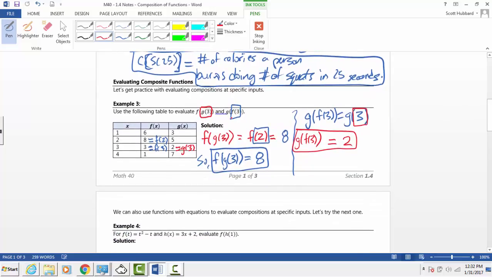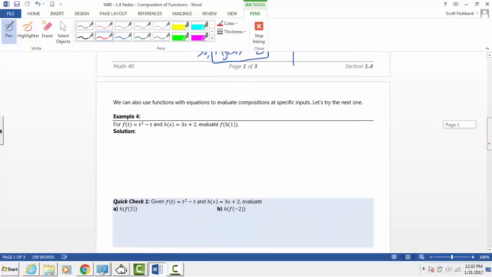Okay, and just go in that manner. Find the inputs first. Remember, the order matters, so do whatever the function is first, the one that's closest to the input.